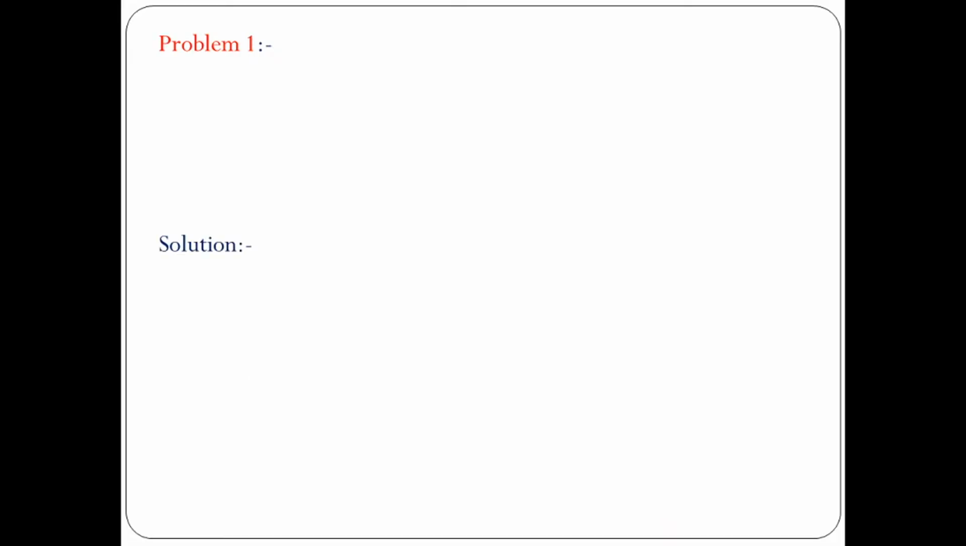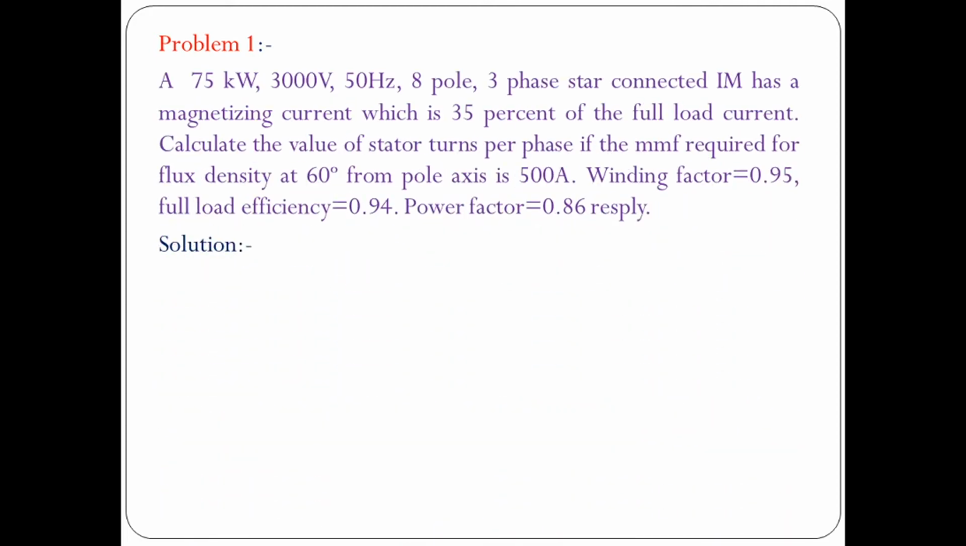Let us solve some numerical problems based on the calculation of no load current of three-phase induction motor. So first problem. A 75 kilowatt, 3000 volt, 50 hertz, 8 pole, 3-phase star connected induction motor has a magnetizing current Im, which is 35% of the full load current.